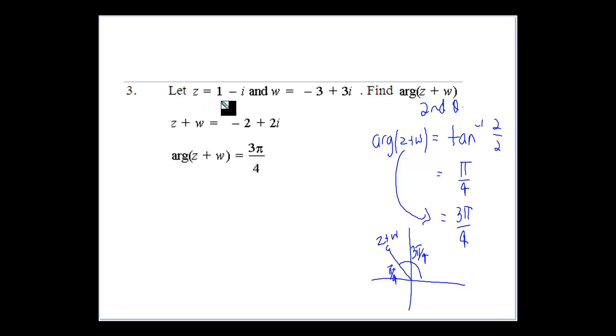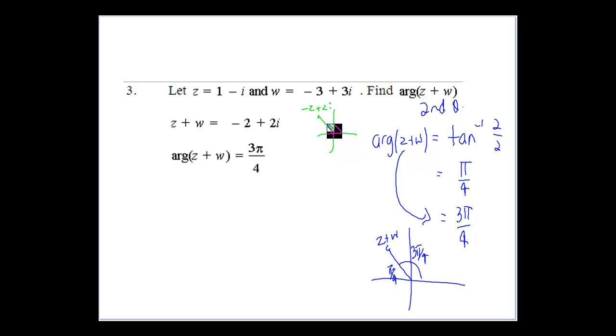Z is 1 minus i, W is minus 3 plus 3i. Find the argument of Z plus W. Well, if we add them together, we get minus 2 plus 2i. So again, we're going to go back to the idea of where's minus 2 plus 2i. We go across 2, up 2. So it's going to be minus 2 plus 2i there.